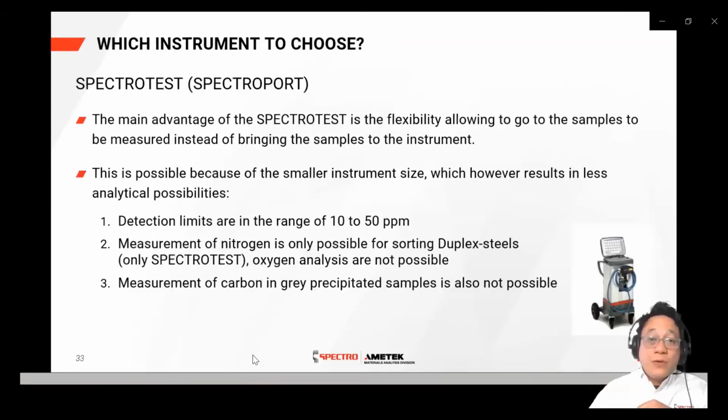So, which instrument do we choose? Going back, we have the SpectroTest and SpectroPort, which allow you to bring the spectrometer to the samples instead of vice versa. For a mobile spectrometer, we have excellent detection limits and some possibilities to analyze nitrogen to sort duplex steels even. However, the carbon content in gray precipitated steels may not be sufficiently precise for optimal control of a melt. But there are other applications where just screening where those values are may be pertinent for you.